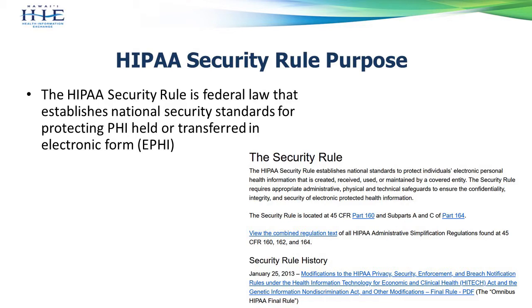The security rule established security standards for the protection of electronic protected health information, which was the first of its kind national set of security standards for protecting certain health information that is held or transferred in electronic form. A major goal of the security rule is to protect the privacy of individuals' health information stored in electronic format while allowing covered entities to adopt new technologies to improve the quality and efficiency of patient care.